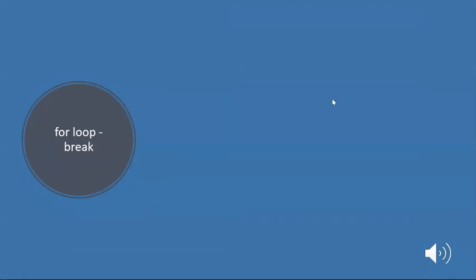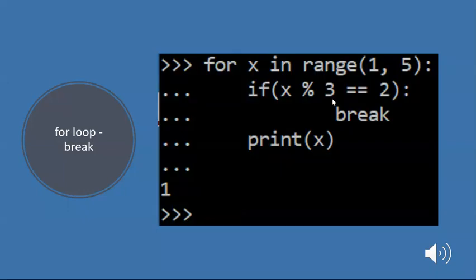Break can be used in a for loop to break the execution of the loop, just like in a while loop. For example, in range 1, 5, number 2 and 5 modulus 3 equals 2. So at number 2, the loop was broken, and the following numbers are not printed.